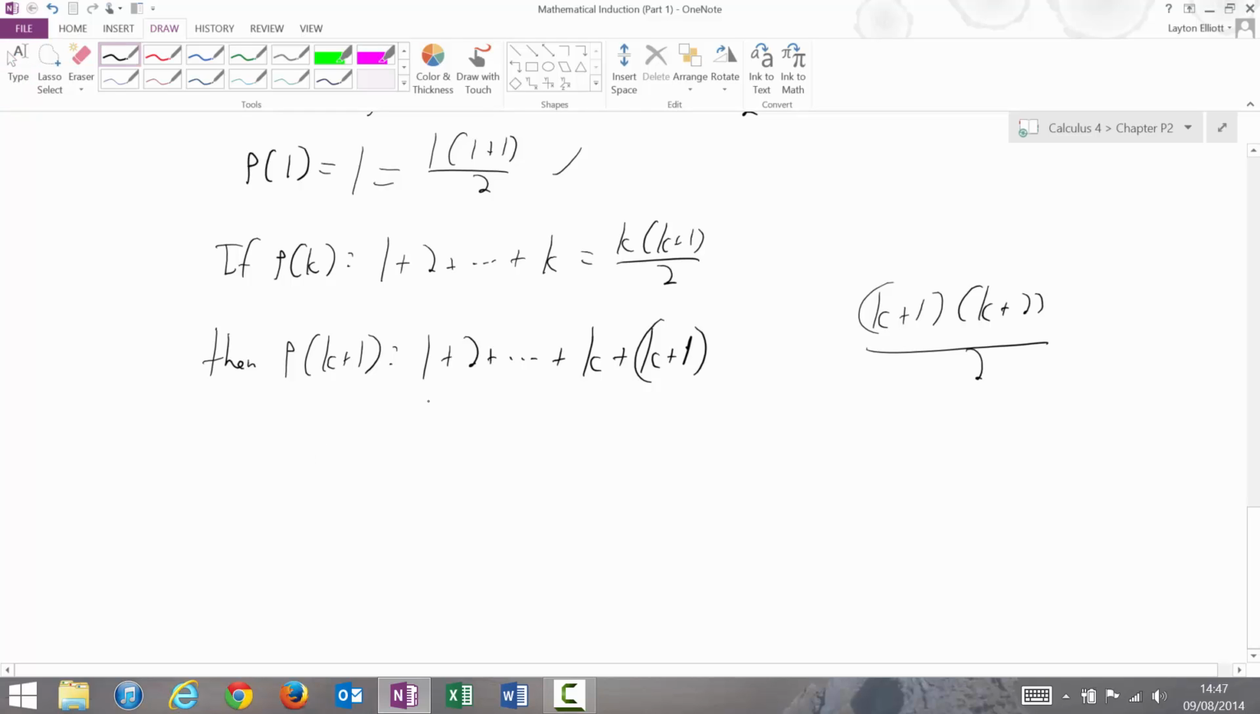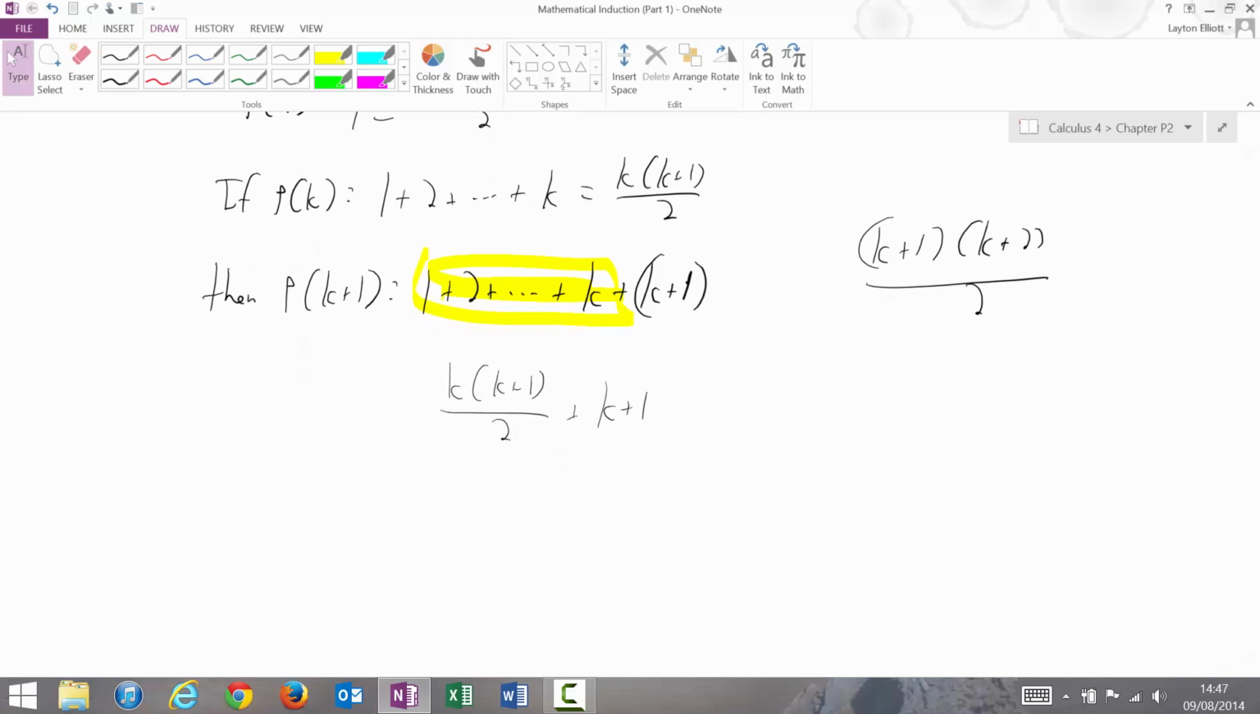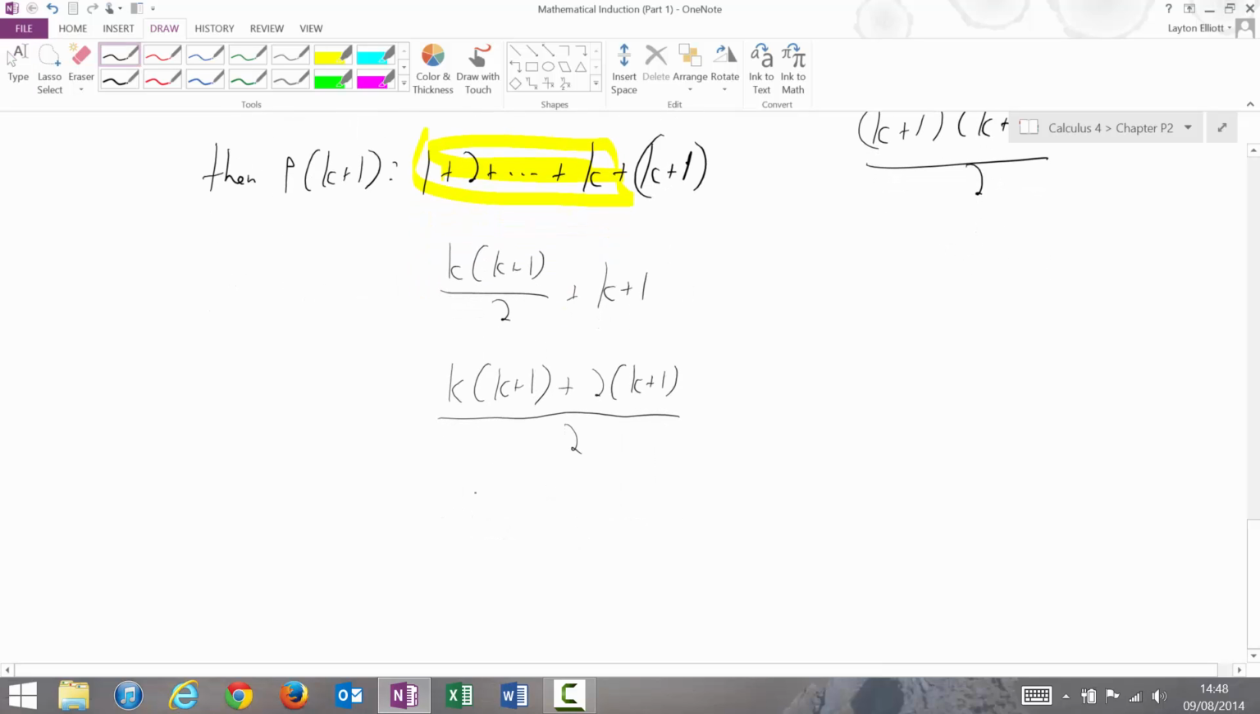So essentially I'm going to take this piece here, all this stuff here, and substitute k times (k plus 1) over 2, and then we're going to add the other k plus 1. So let's add these up with the least common denominator 2. I've got k times (k plus 1) plus 2 times (k plus 1) over 2. Factor out a k plus 1 in the numerator, and I get (k plus 1) times (k plus 2) over 2. And that is done, because that matches what we wanted.